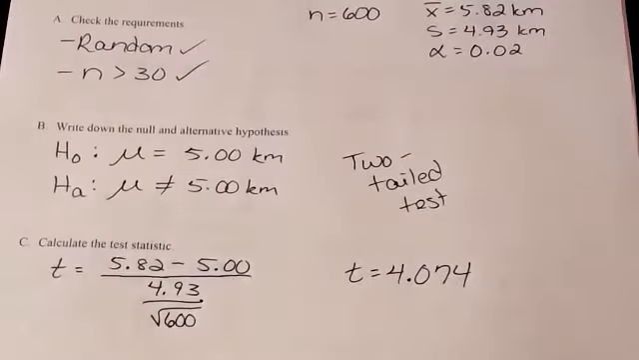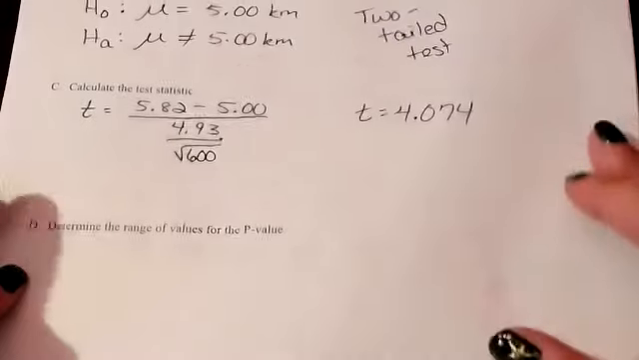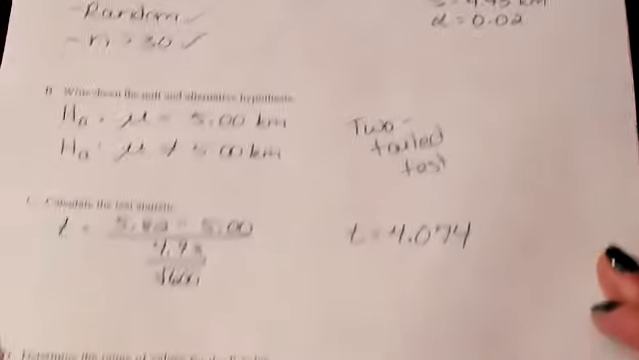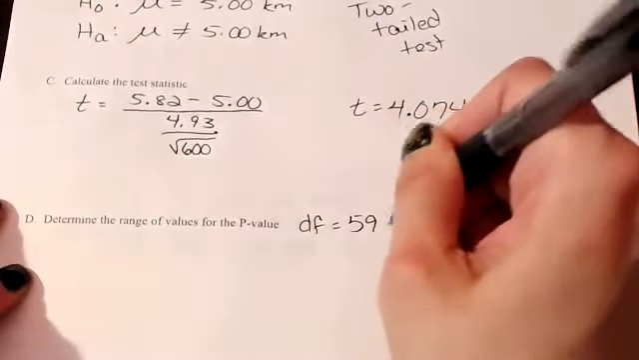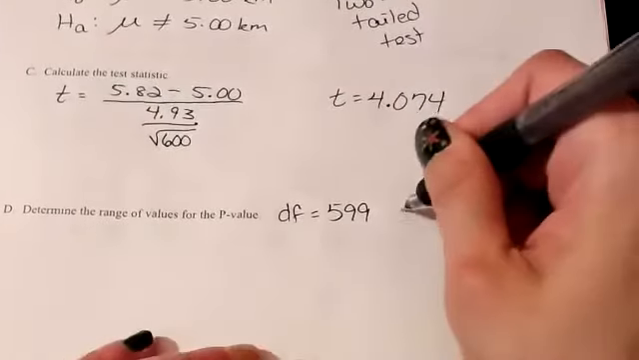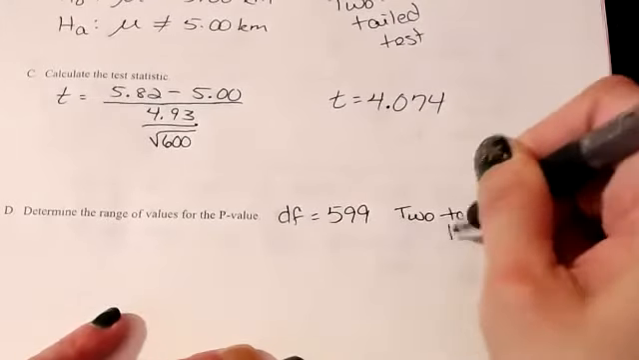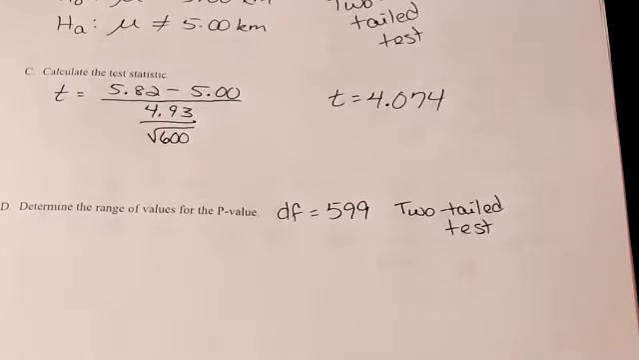4.074. We are going to note that our degrees of freedom, if n is equal to 600, is one less. So our degrees of freedom is equal to 599. Yes, I said it, 599. Keep in mind, this is a two-tailed test. And we know that our test statistic is 4.074. So we want to go to our table.